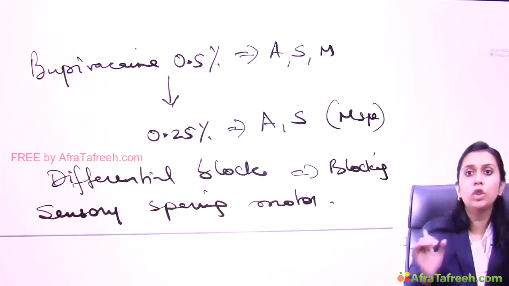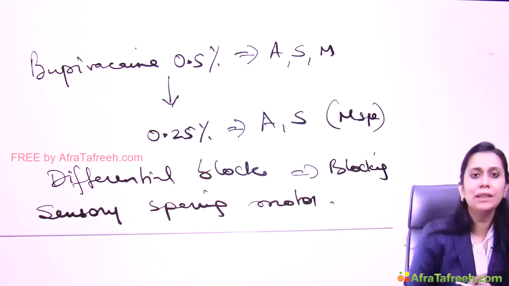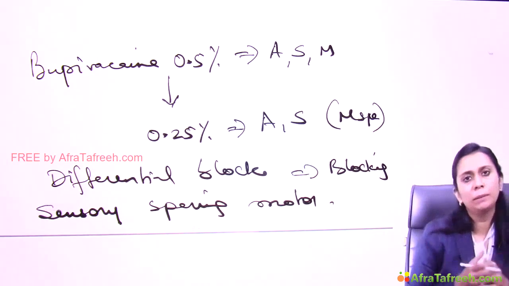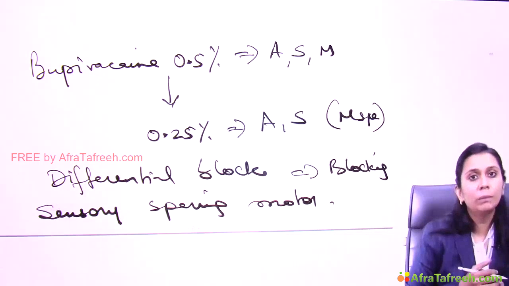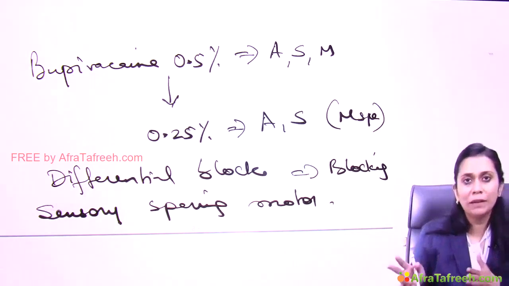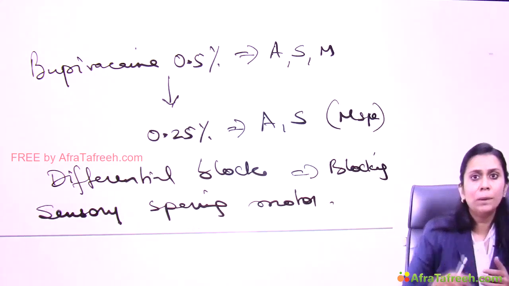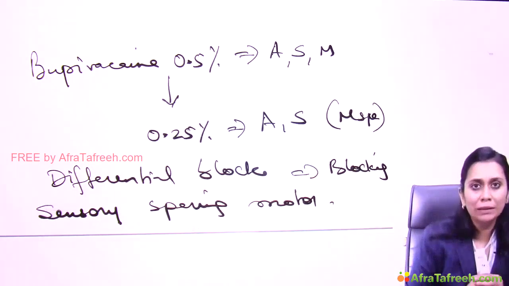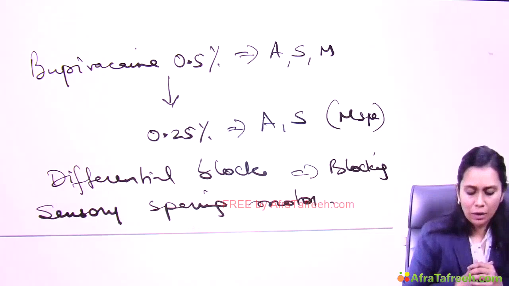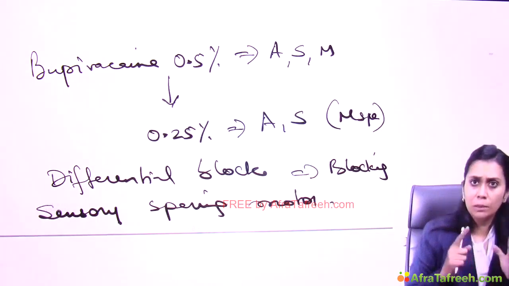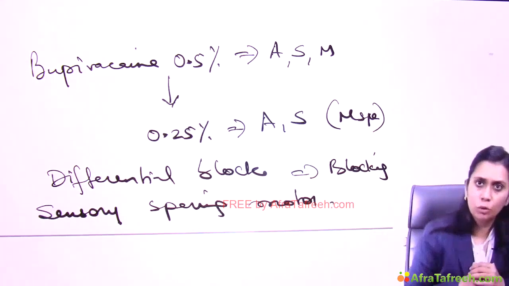Now, where do we use it? Well, the most common place where we use it is painless labor, for labor analgesia. The patient can push the baby but cannot feel the pain because we have blocked the pain fibers and left the motor fibers intact. Post-op analgesia: the patient can ambulate but cannot feel the pain because we have blocked the pain fibers. So this is what differential block is. Blocking sensory, sparing motor. Got it?